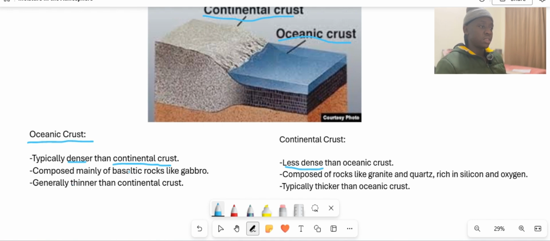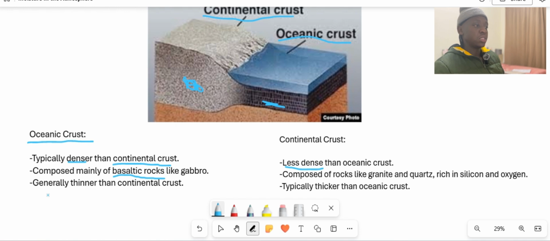As you can see, they say that the oceanic crust is composed of what? Basaltic rock. So this here is basaltic rock. Still going to talk about the types of rock. You will understand it in further videos. The continental crust is composed of granite and quartz. So yes, they have different types of rocks. As you can see, the color here differs from here.